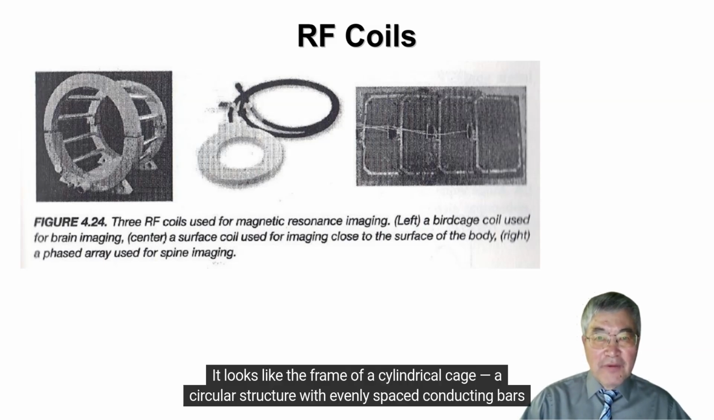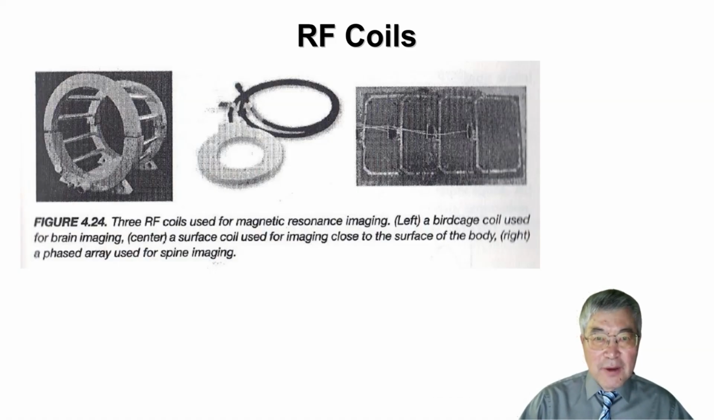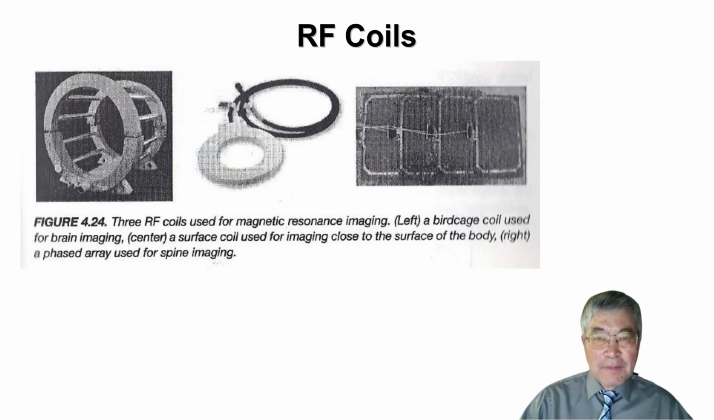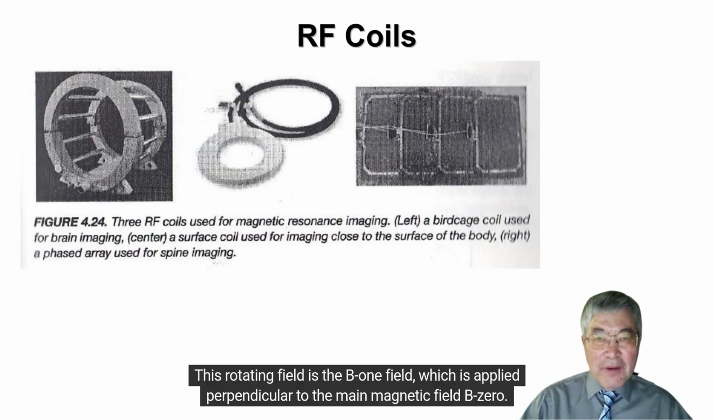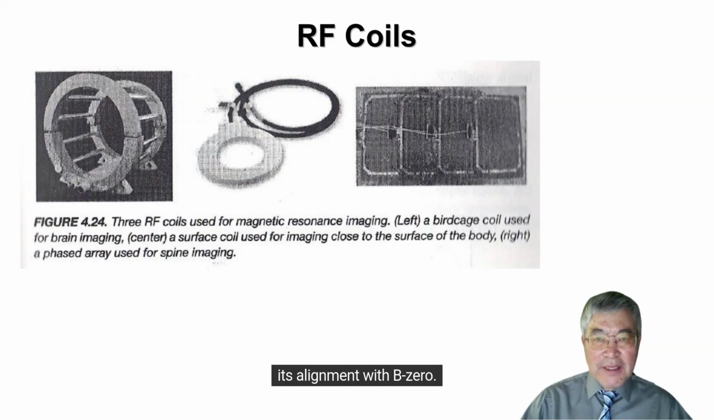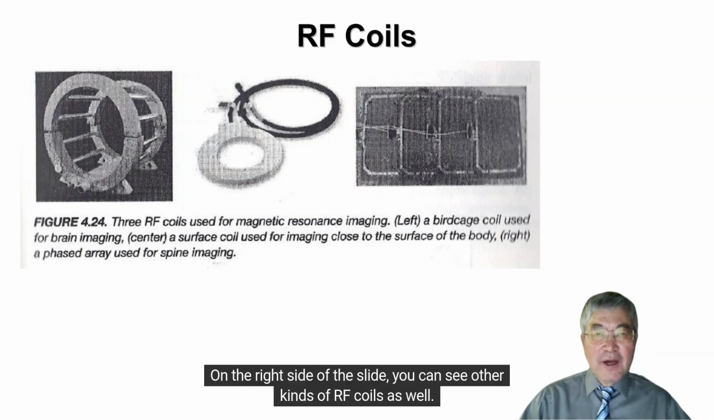It looks like the frame of a cylindrical cage, a circular structure with evenly spaced conducting bars connected at both ends by rings. When an alternating current flows through these bars, it creates a rotating magnetic field inside the bore. This rotating field is the B1 field, which is applied perpendicular to the main magnetic field B0. The B1 field is responsible for exciting the protons and flipping the magnetization vector M away from its alignment with B0. On the right side of the slide, you can see other kinds of RF coils as well.